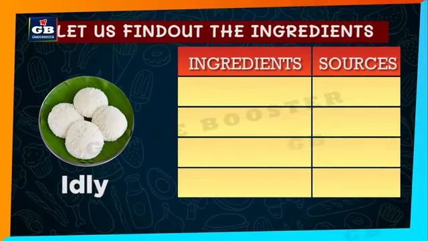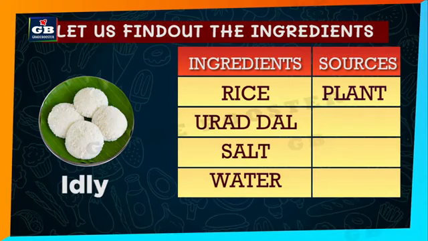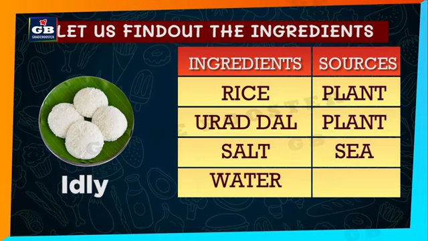First, we'll begin with idli. This is a South Indian dish. Do you know what are the ingredients used to make idli? Yes, rice, urad dal, salt, and water. So what is the source of rice? Plant. Urad dal, plant. Salt, sea. Water, that is either from river or from groundwater. So salt and water are derived from environment.